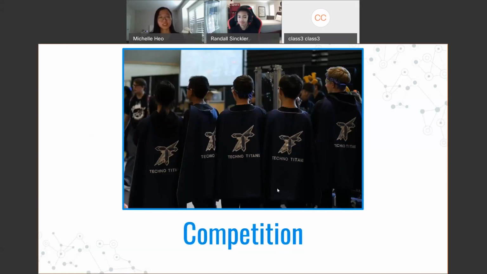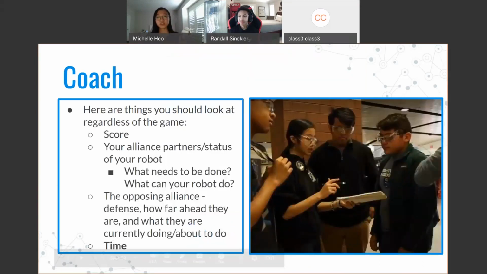So now we've talked about selecting and maintaining an FRC drive team, but what should these selected members be doing at competition? This section will cover duties and responsibilities of individual drive team members at competition. So for each position, there is something that they should be focused on during the game.